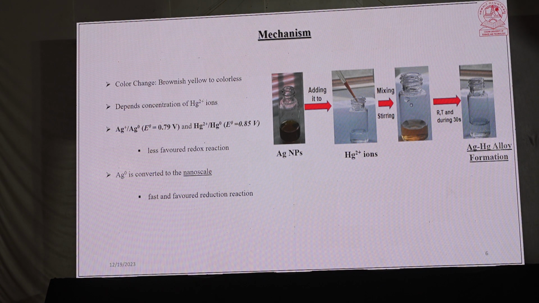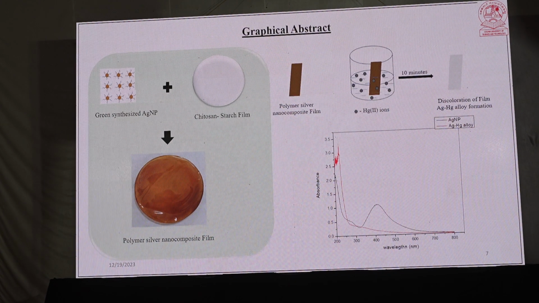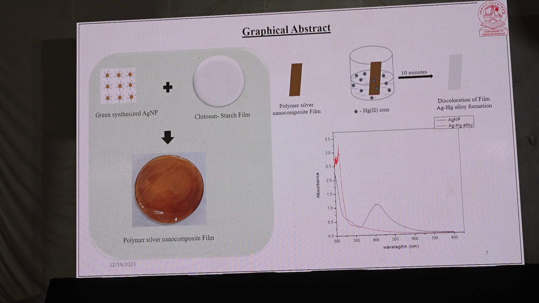Using this silver nanoparticle, we want to prepare a smarter material using a greener approach. So, I chose chitosan and starch, both of which are green polymers. By optimizing their concentration, I got a film with better properties, and by incorporating silver nanoparticles into it, I got a polymer silver nanocomposite film. This film is cut and dipped in the mercury 2+ ion solution, and there is an instantaneous color change.